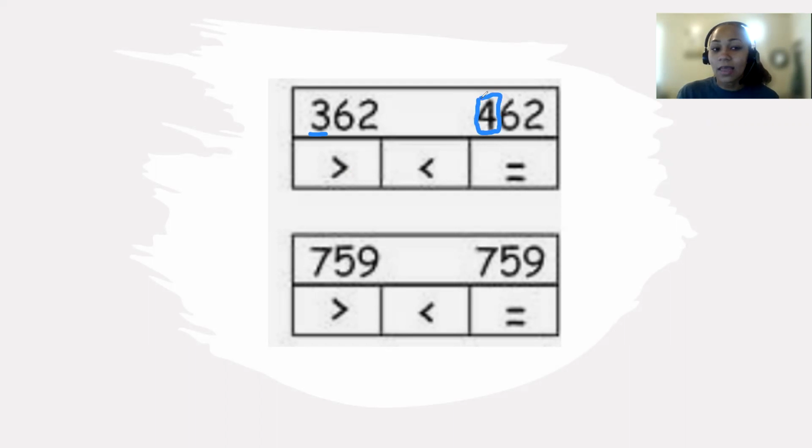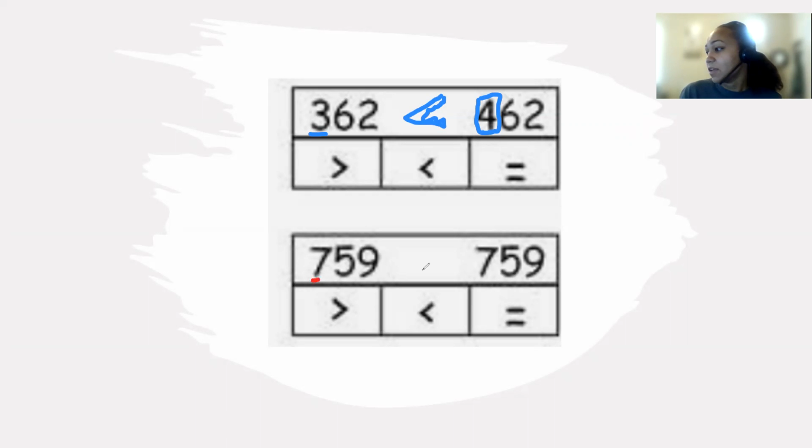Now remember, that alligator wants to eat the bigger number. So I'm going to make the alligator facing with teeth so we can remember the bigger number, which is 4. So 362 is less than 462. Next, let's start in the front. Start at the digit in the front because it has the most value.